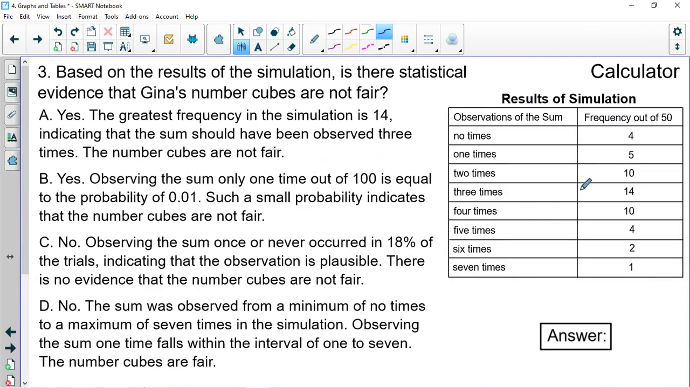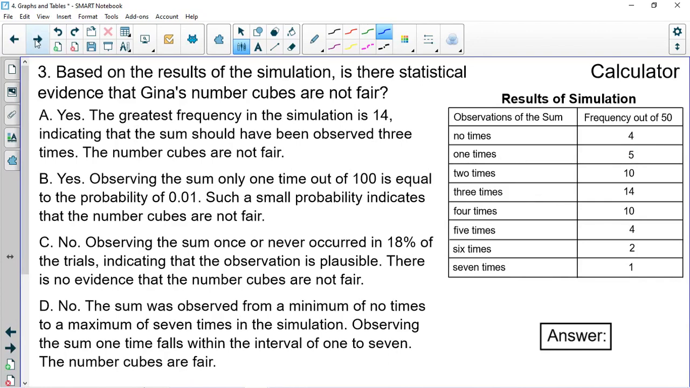So this table is the results of the simulation. And let's remember, Gina ran the simulation 50 times. That's why it says frequency out of 50. And then over here, it's talking about observations of the sum. So no times was 4. So that essentially means that in 4 out of the 50 simulations, she didn't see the sum of 2 come up at all. In 5 of the simulations, the sum came up once. In 10 of the simulations, it came up twice, etc. So that's what this table is telling us.